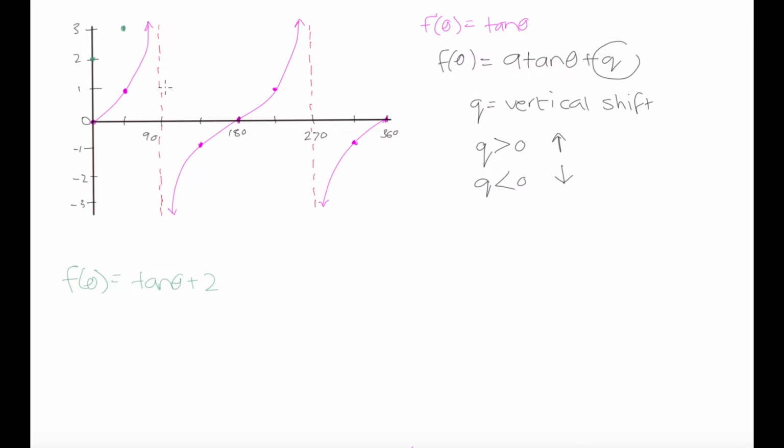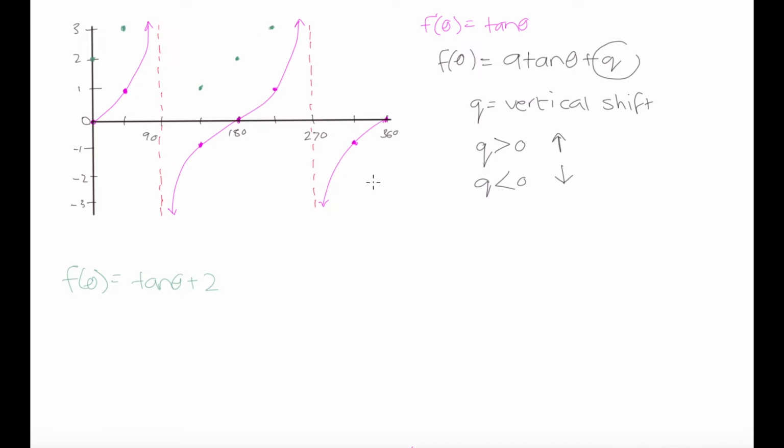At 90 degrees, we're still going to be undefined, so our asymptote is going to remain here. Over here, where our tan theta of 135 degrees is -1, now it's going to become -1 plus 2, which is 1. So our point is going to be here now. Over here, where tan theta is 0, we're going to get 0 plus 2. So this is going to be at 2 now. And over here, where we had a value of 1, now we're going to have a value of 1 plus 2, so 3. So this point is going to move up to 3.